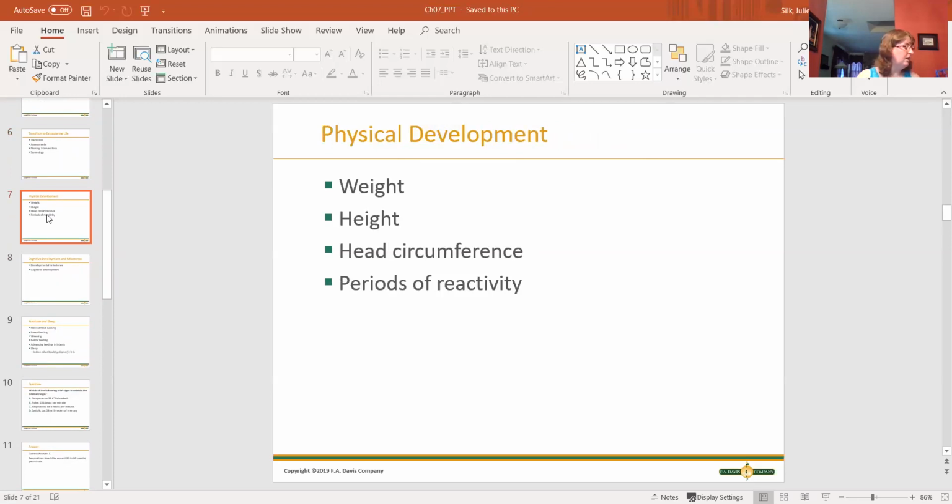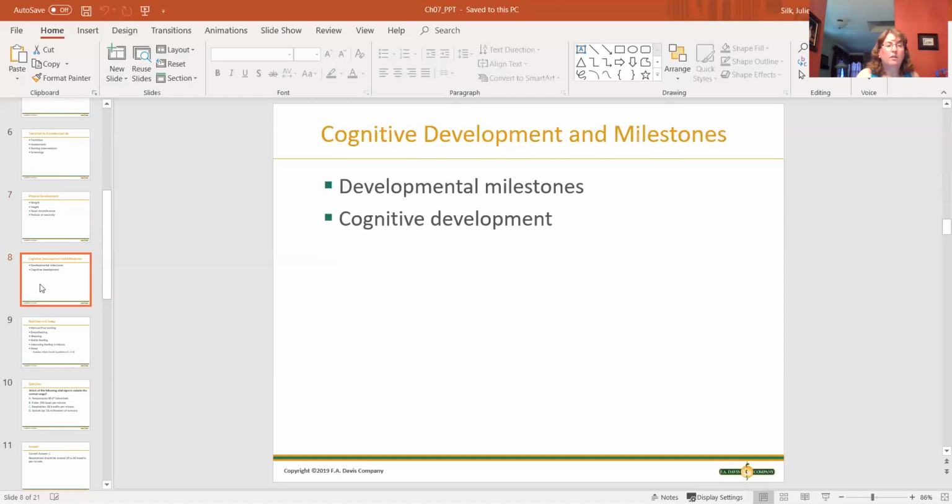All right. With physical development, we want to look at their height and weight, their head circumference, and their period of reactivity. All right, and then we also are going to look at cognitive development milestones.